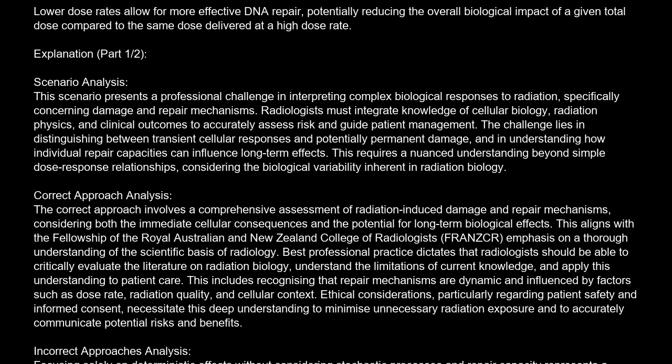The correct answer is B. Lower dose rates allow for more effective DNA repair, potentially reducing the overall biological impact of a given total dose compared to the same dose delivered at a high dose rate.